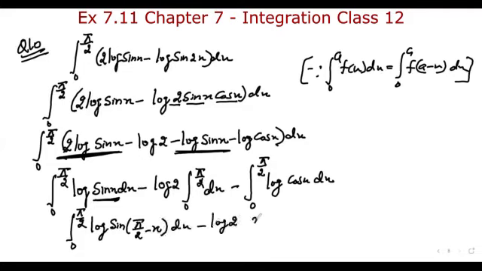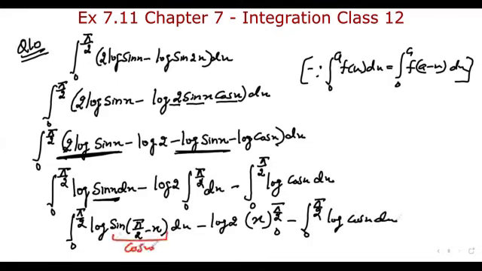And integration of dx is x only. So it is 0 to pi by 2 minus 0 to pi by 2 log of cos x dx. Now in the next step, this sin of pi by 2 minus x becomes cos x, and if this became cos x, then this term and this term will cancel. So the answer will be minus log 2 into pi by 2, because pi by 2 minus 0. So we can also write this as minus pi by 2 into log 2.